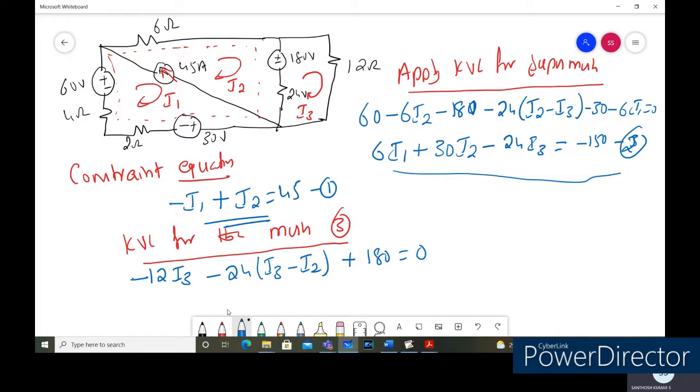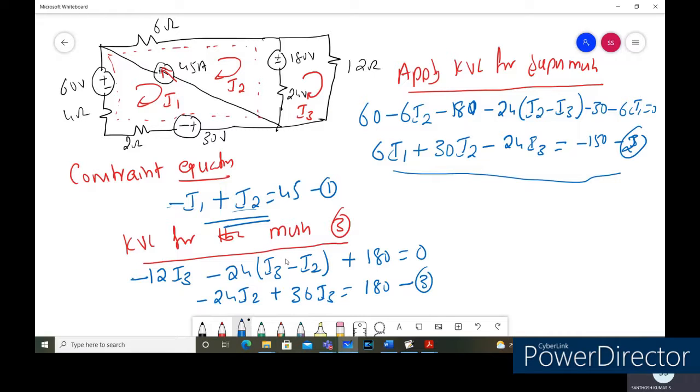Let us simplify this one. It will become minus 24 I2 plus, the two resistances are there, in mesh 2 one is 12 and mesh 3 it is 12 and 24, so it is 36 I3 is equal to 180. Call this equation number 3. So by applying the constraint equation, we expressed the current source between the two meshes in terms of the mesh currents, and by applying the KVL for the super mesh, we got this one, and by applying the KVL for mesh 3, we got this one.